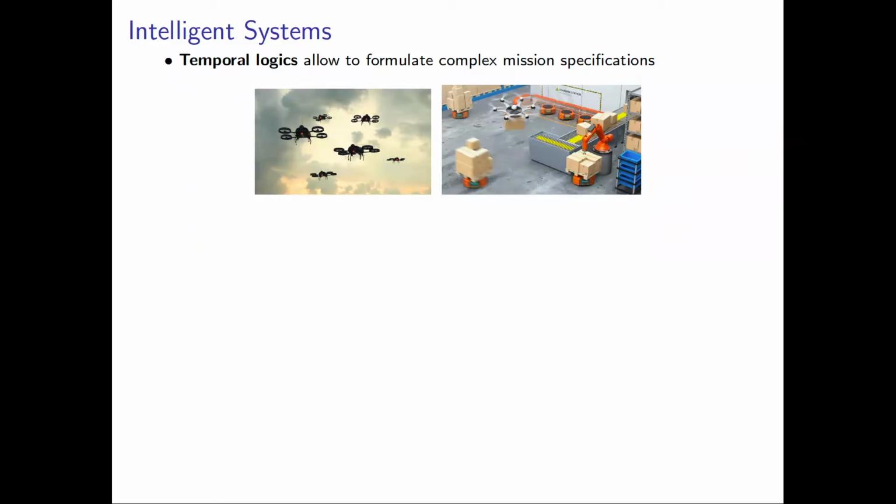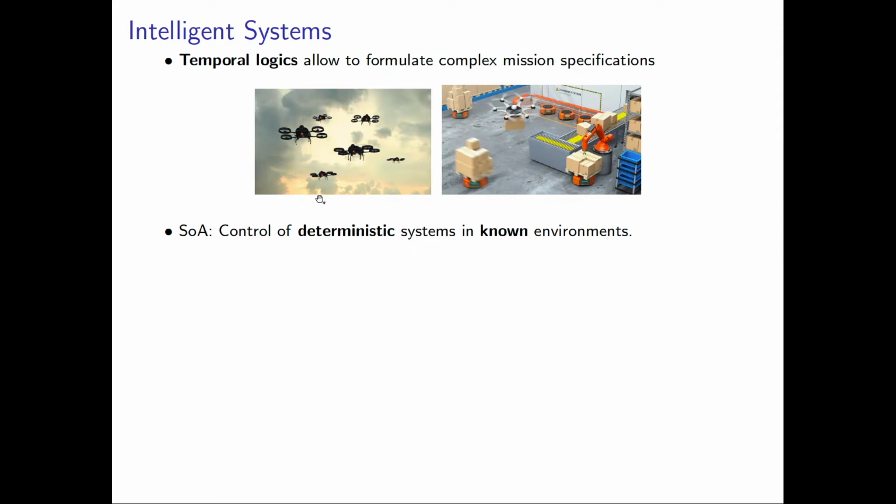What we would like to have in the future are intelligent systems that are capable of achieving complex missions. Temporal logics have been used to formulate exactly such complex mission specifications. We focus here on quantitative temporal logics that, for instance, allow to formulate that a team of drones, shown over here, should repeatedly surveil certain areas with a certain precision and within certain time intervals, and to recharge batteries whenever needed.